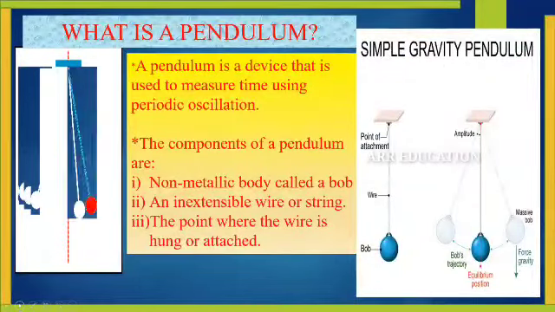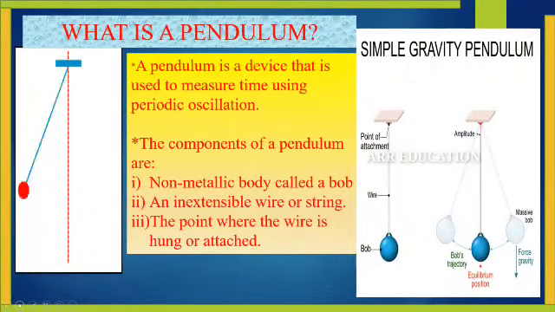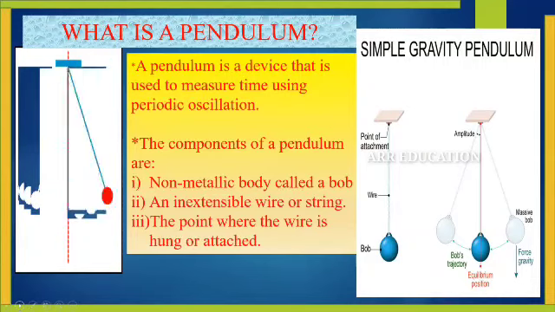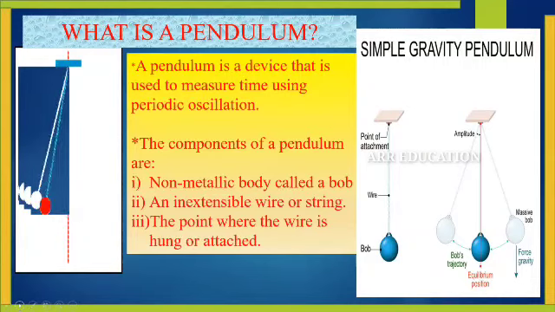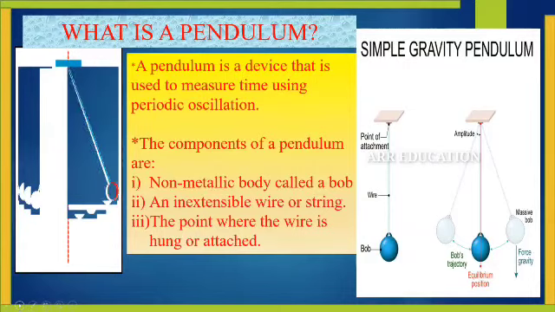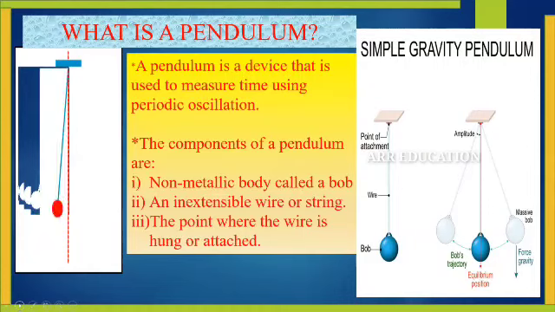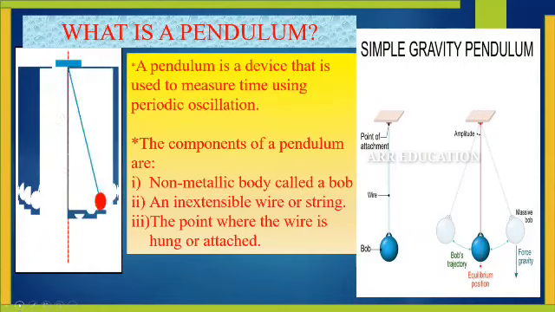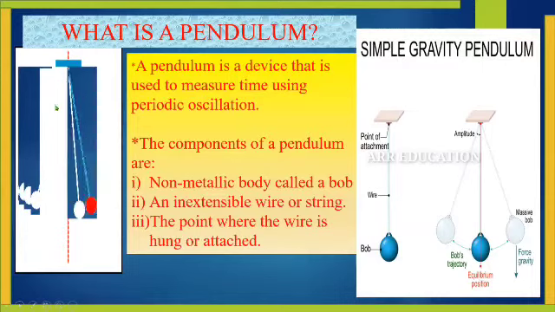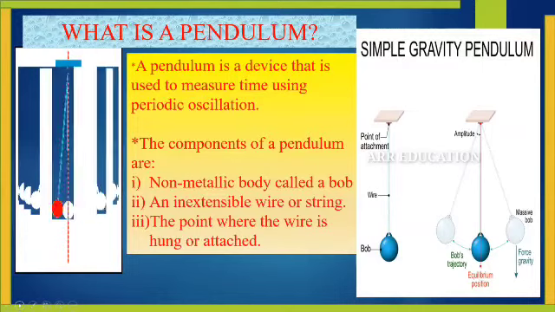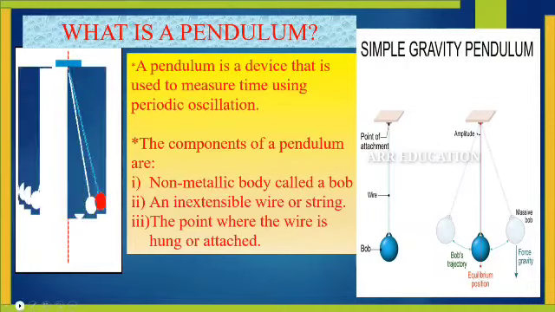So first, let's talk about what is a pendulum. Pendulum is a device that is used to measure time using periodic oscillation. The components of a pendulum are a non-metallic body called a bob, an inextensible wire or string, and the point where the wire is hung or attached. So let me explain you how a pendulum works. It's very simple.